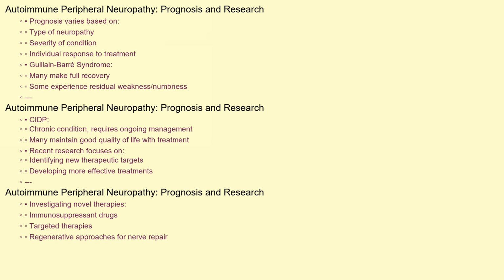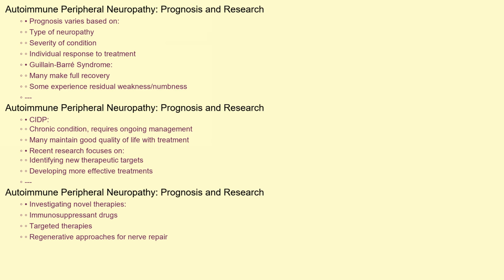The prognosis for autoimmune peripheral neuropathy varies depending on the specific type, the severity of the condition, and the individual's response to treatment. Many people with Guillain-Barré syndrome make a full recovery, although some may experience residual weakness or numbness. CIDP is a chronic condition that requires ongoing management, but with appropriate treatment, many people can maintain a good quality of life.